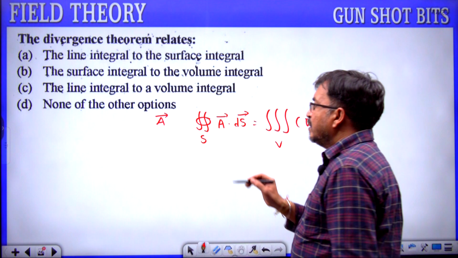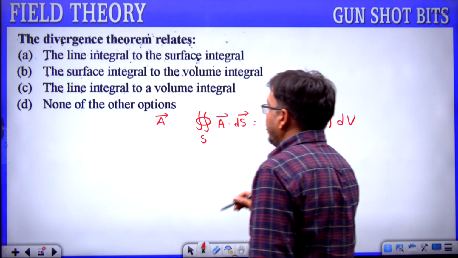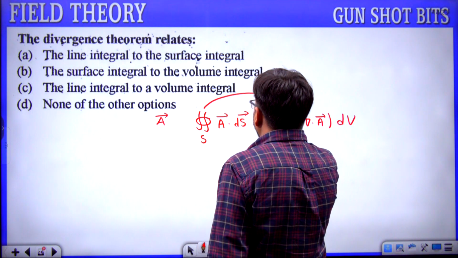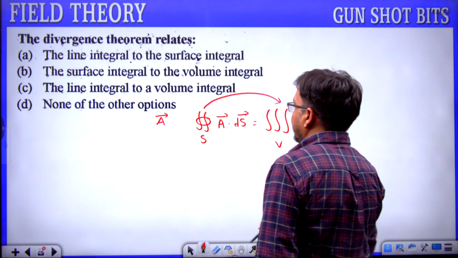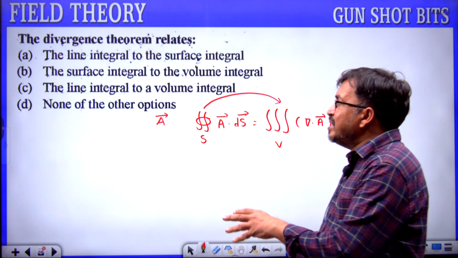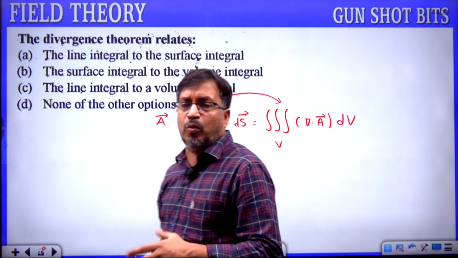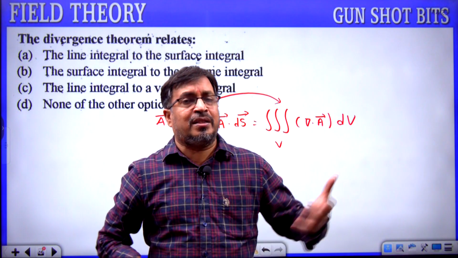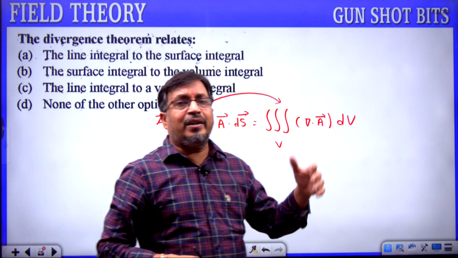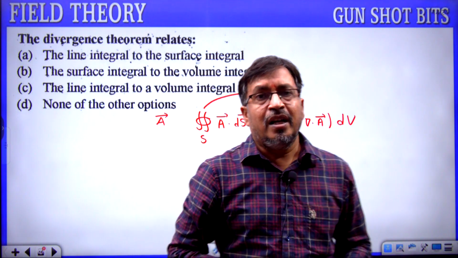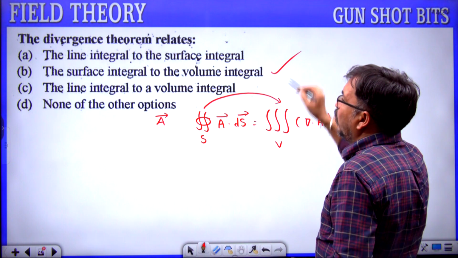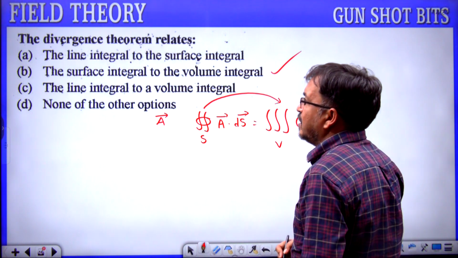So here there are two answers. From the divergence theorem we converted a closed surface equation into a volume equation, so a surface integral is converted into a volume integral, and vice versa. Vice versa means a volume integral can be converted into a surface integral. So here the correct answer is surface integral to volume integral.